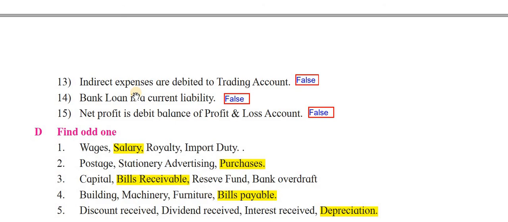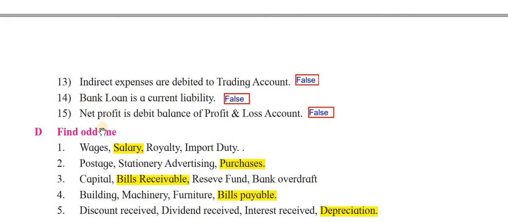Indirect expenses are debited to trading account. Definitely not. It is a false statement. Direct expenses जो होते हैं वो डेबिट होते हैं ट्रेडिंग अकाउंट में. So that's why indirect expenses are debited to trading account, it is a false statement.